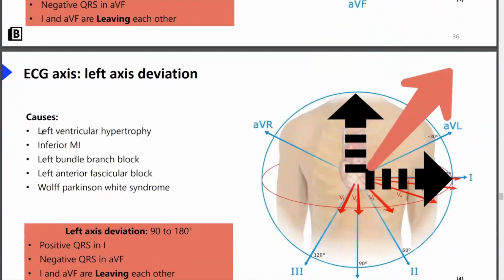Causes of left axis deviation: left ventricular hypertrophy. Of course, if the left side of your heart is enlarged and bulky, you're going to have more current flowing towards the left, and that shifts your cardiac axis leftwards. Inferior MI, because part of inferior MI knocks off some of your right ventricle, and therefore that's going to shift more current flow towards the left. Left bundle branch block and left anterior fascicular block also cause left axis deviation, and Wolff-Parkinson-White syndrome.